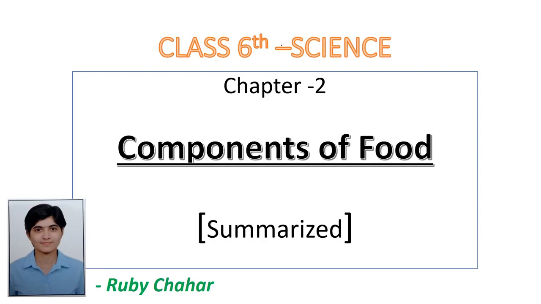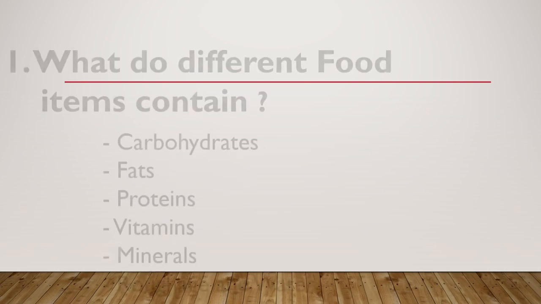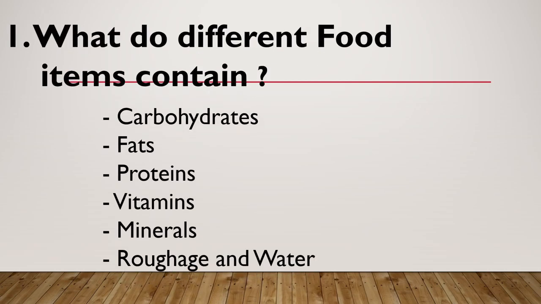I know you have already gone through the video lectures of this chapter. In this video, I will be giving the nutshell or the summarized version of the same chapter so that you can go through all the topics in one single video. I have divided the chapter in 4 parts. Number 1, what do different food items contain? Basically, under this part, we will be learning about the various nutrients that we eat.